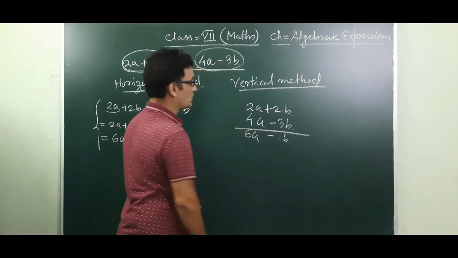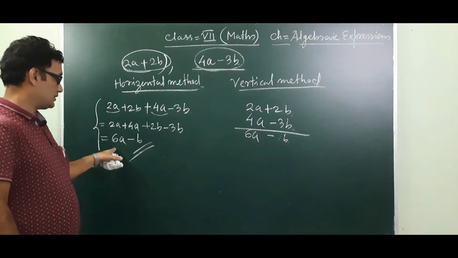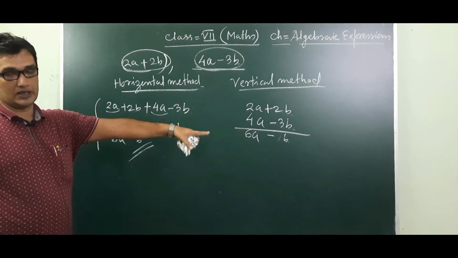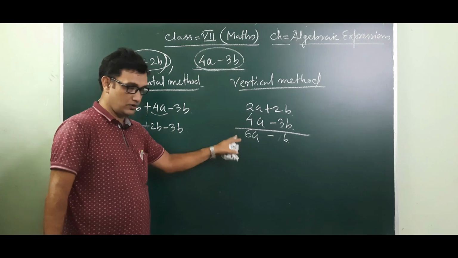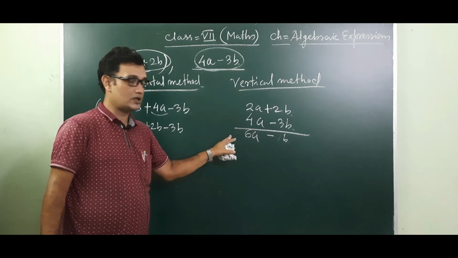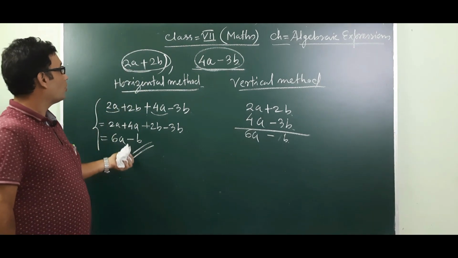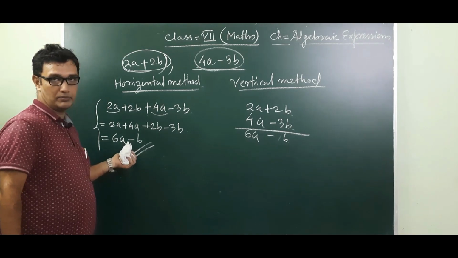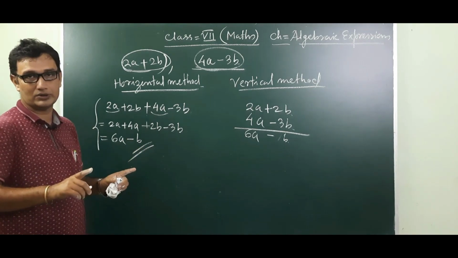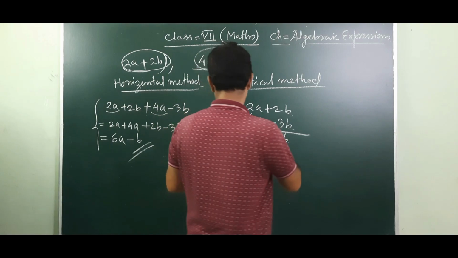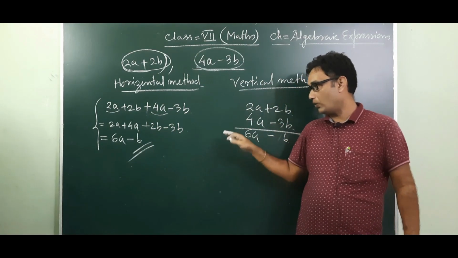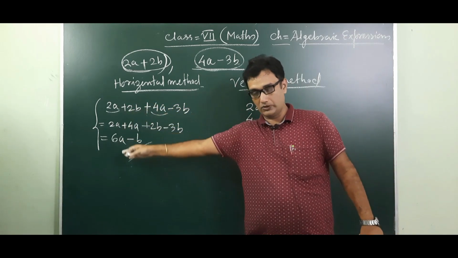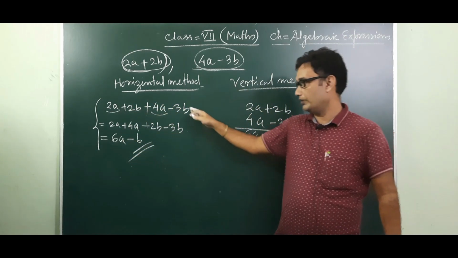6a. So you see the same answer is coming, 6a minus b, 6a minus b. So this is the horizontal method, and this one is the vertical method. But I'll suggest you do all the questions by the horizontal method. Don't mix up both methods. Only for your conception I am teaching both methods. But according to me, if you use this method, it will be helpful for you in future.